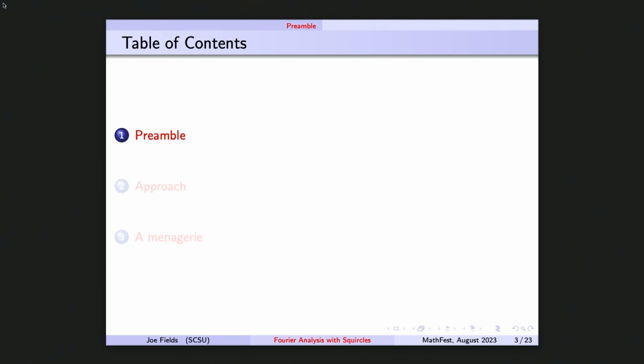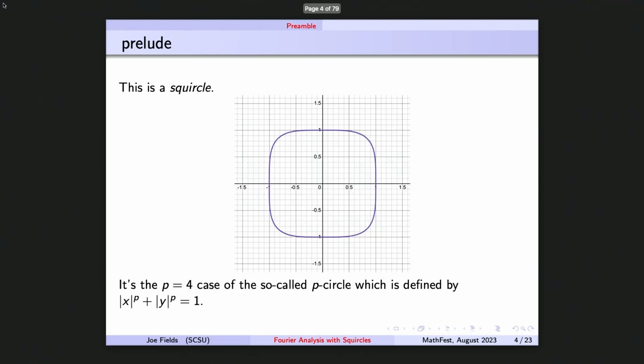So that's my abstract. I'm going to do some numerical analysis to figure out some of the Fourier coefficients for p-circles. The basic layout of my talk is like this. There's going to be 3 pieces. There's some initial material I wanted to get through, then I'll talk about the numerics approach that I took to determine these coefficients, and finally a menagerie of results. So let me roll with it.